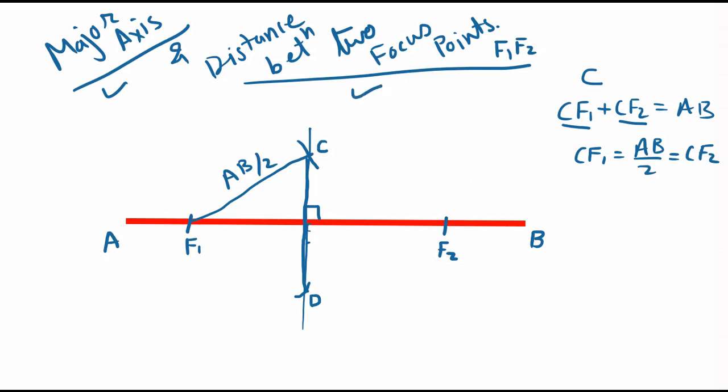Now we will consider another case, and that case is when the minor axis and major axis are given. Here the given data are the major axis and minor axis.